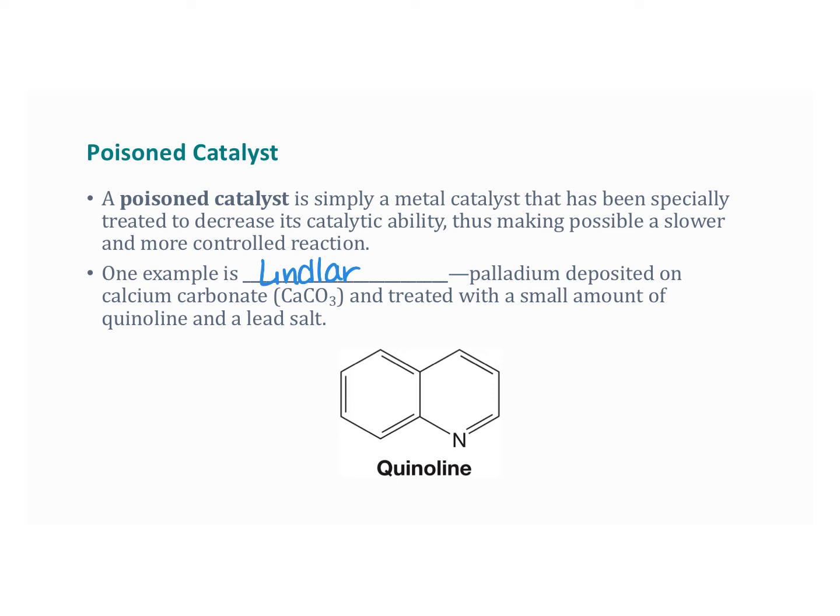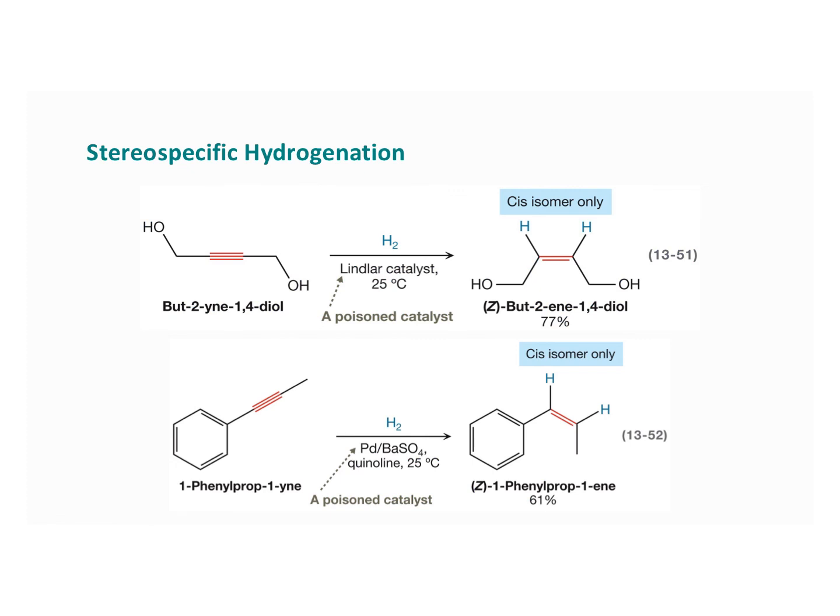And so this is the Lindlar catalyst. Now the Lindlar catalyst is palladium, right? That's deposited on calcium carbonate and then treated with a small bit of quinoline and a lead salt, okay? And that's Pb. When you see this in reactions, most of the time people just say it's a Lindlar catalyst. Right, like here in 1351, it's a Lindlar catalyst, okay?